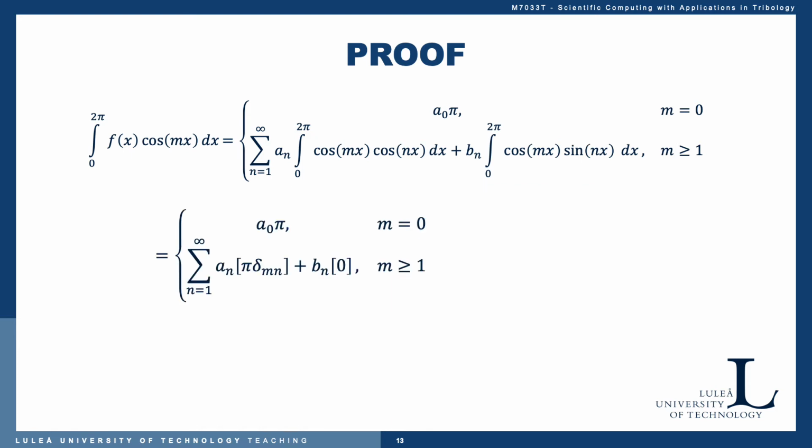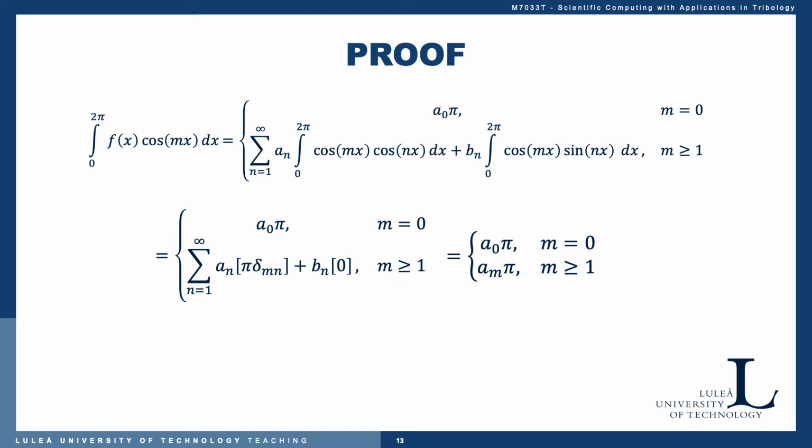So, summing up, in terms of the Kronecker delta function, we can write the result of this integral of the function times cos mx as a0 times pi when m is 0, and for m greater than or equal to 1 we have only an times pi times the Kronecker delta.